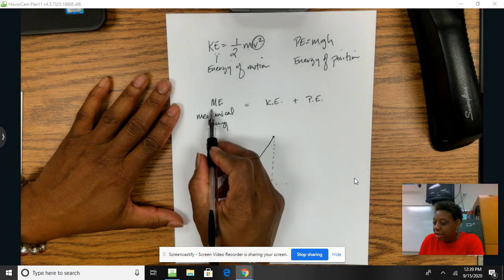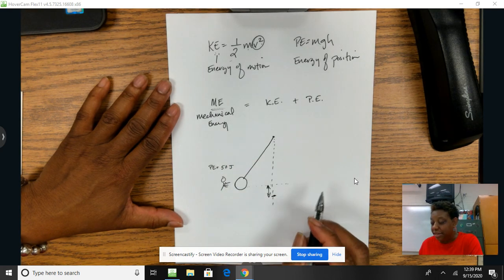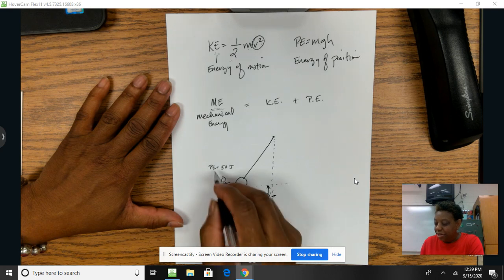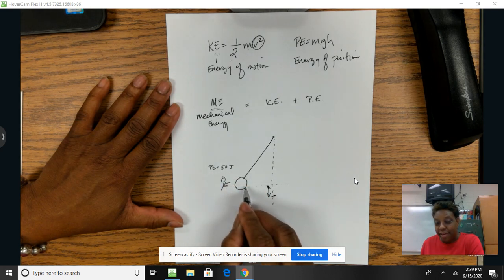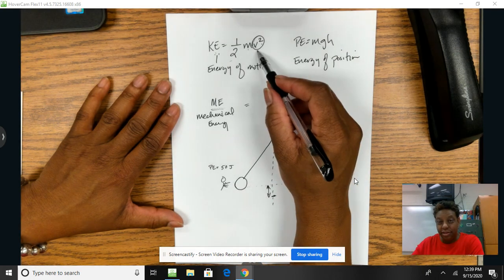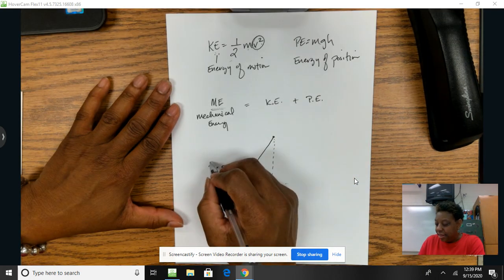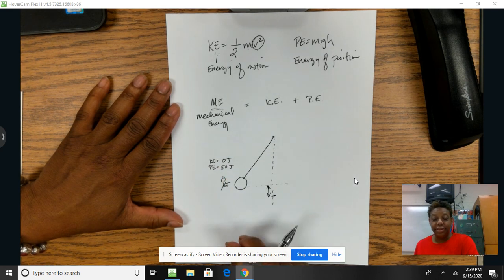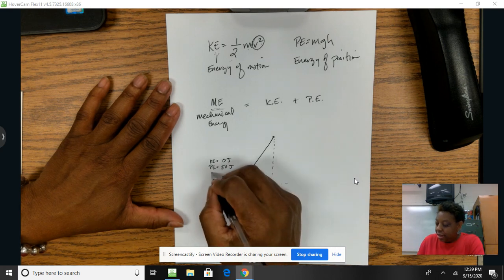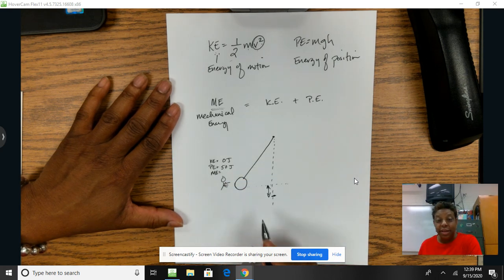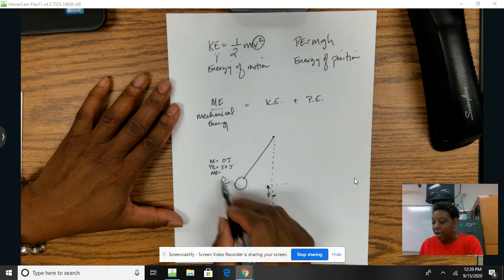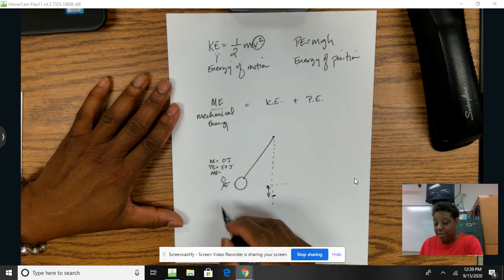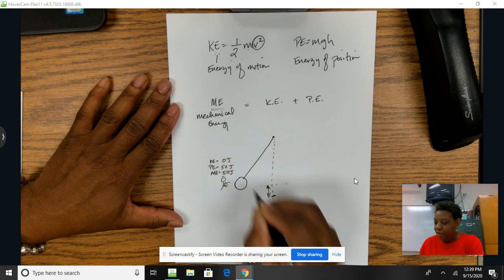Now we've said that the sum of kinetic and potential is the mechanical energy. How much kinetic energy does this pendulum have at this point? If it's not moving, meaning it has no velocity, then none of the energy in that system is kinetic. Mechanical energy is the sum of the kinetic and the potential. So how much mechanical energy is in this system? 50 joules.